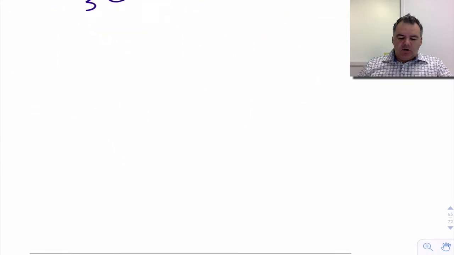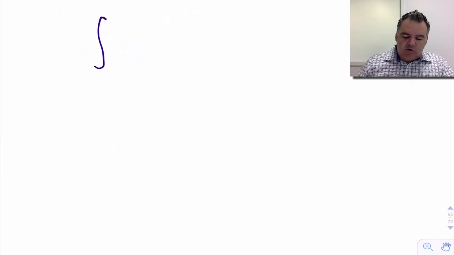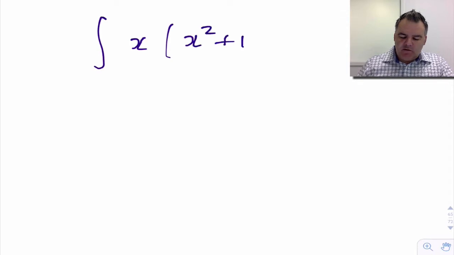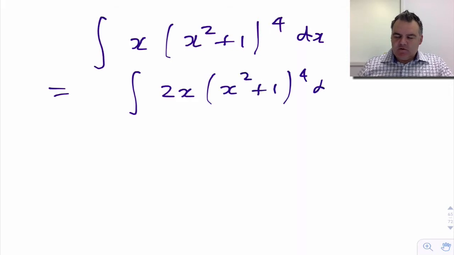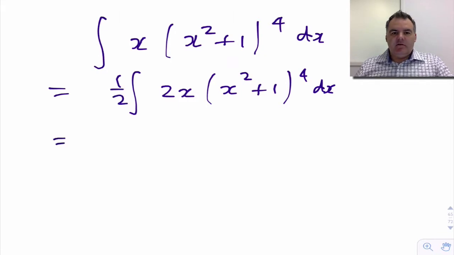For polynomials, it might look something like this. The integral of x, and we've got in the brackets x squared plus 1 to the power of 4 dx. So there's a bit of revision here. So really what I want that to look like is this. 1 to the power of 4. Okay, you're with me? So I do that so that now those two things are exactly the same, and I've forced it into that format of derivative and original.